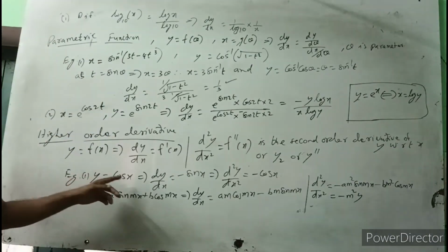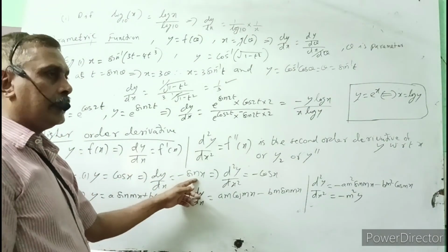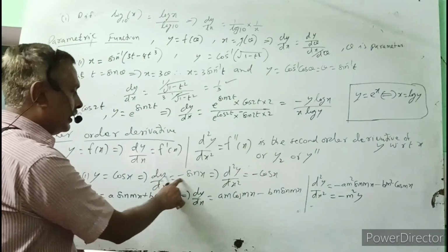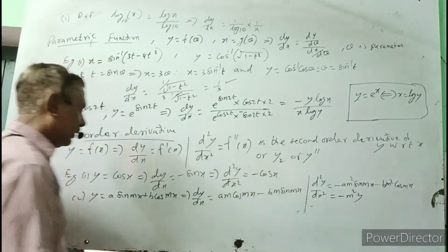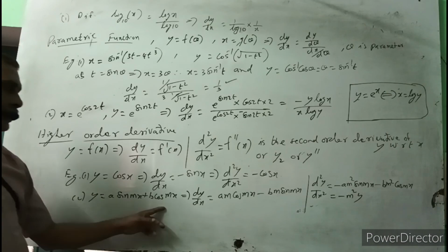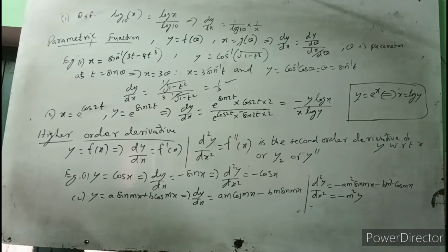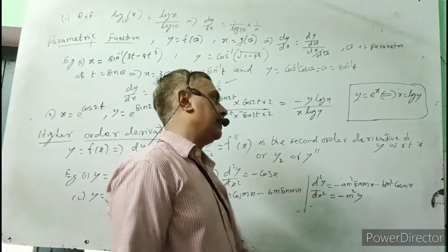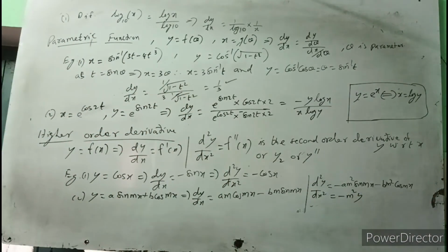Now, example: y is equal to cos x, dy by dx equal to minus sin x. So d square y by dx square will come, again differentiate, this is minus cos x. Another example, y is equal to this, dy by dx, chain rule applied. Second derivative, again apply chain rule, you may see that minus m square is a constant, so minus m square into y.